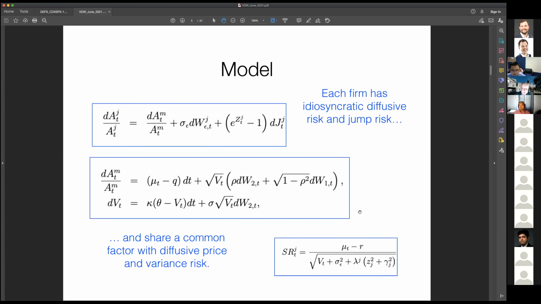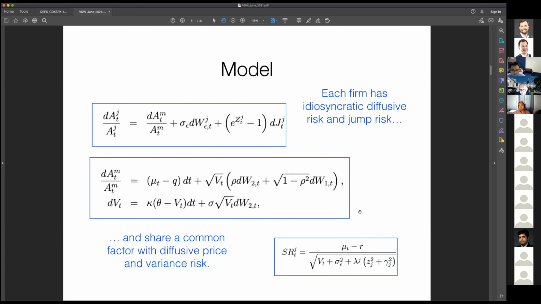So our model, again, is a Merton model. A here is the assets, the assets of firm j in this case, in the top box. The dynamics of a given firm's assets has a common component, A_M. It has idiosyncratic diffusive risk, where sigma epsilon is the idiosyncratic volatility. And then it has idiosyncratic jumps as well. On top of that, the common component has diffusive risk and stochastic volatility. So essentially it's a Heston model for the common asset factor.